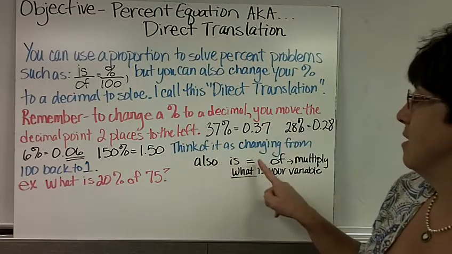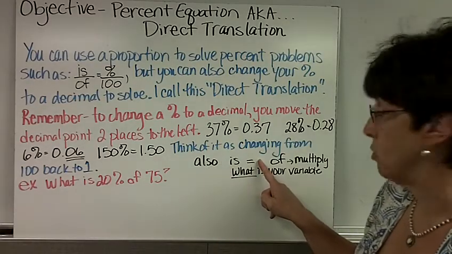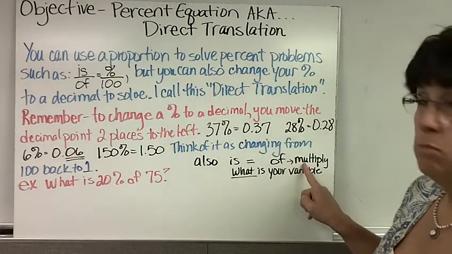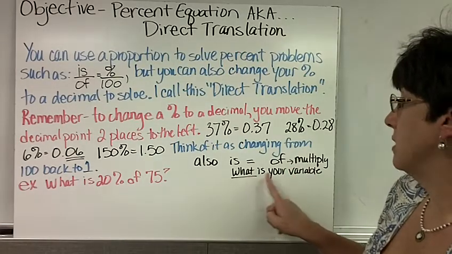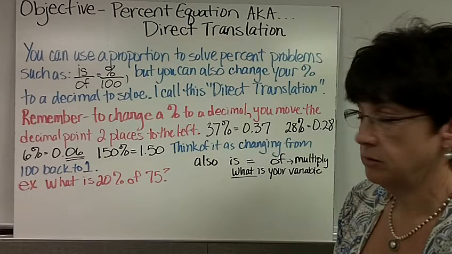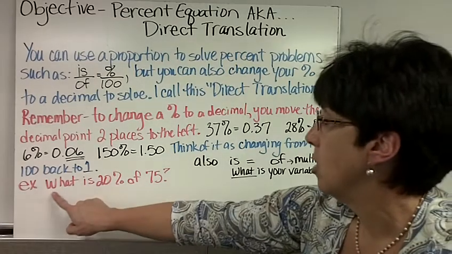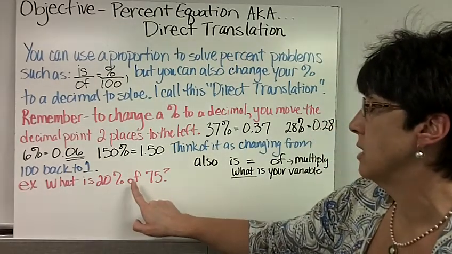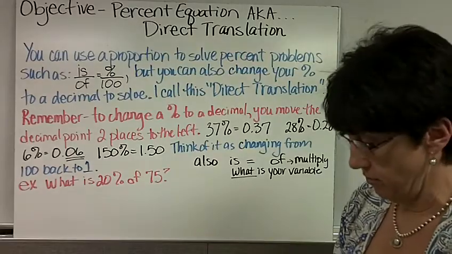All right. Other things you need to remember: is means equals in math. That's where you put your equal sign. Of tells you to multiply. And the word what is where your variable goes. So here we go. Here's our example. What is 20% of 75?